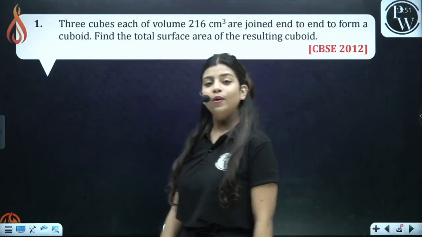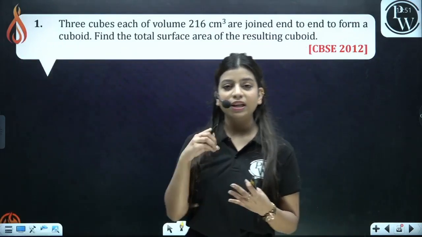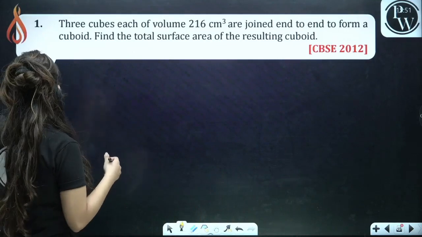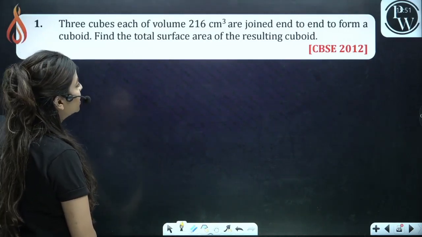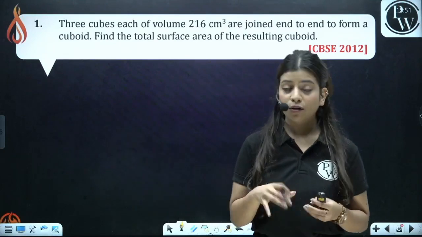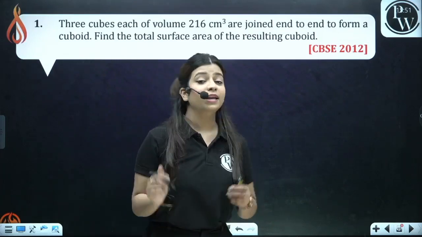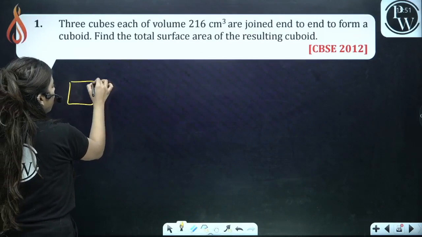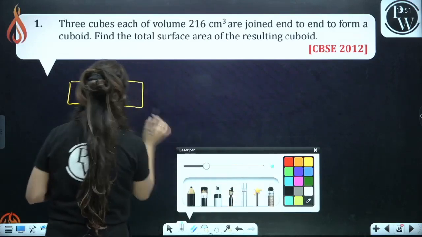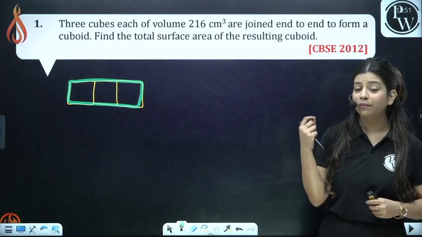So for the first question, let us implement all these formulas, question by question, and see how we can put this particular formula in this particular question and how we actually solve it. The very first question is: 3 cubes each of volume 216 centimeter cube are joined end to end to form a cuboid. In some questions, it is not given that it forms a cuboid. It just says the 3 cubes are joined together to form a certain figure. It should be in your brain that if I keep one cube along with a second cube along with a third cube, the resultant figure will be a cuboid. These are things you have to imagine on your own.